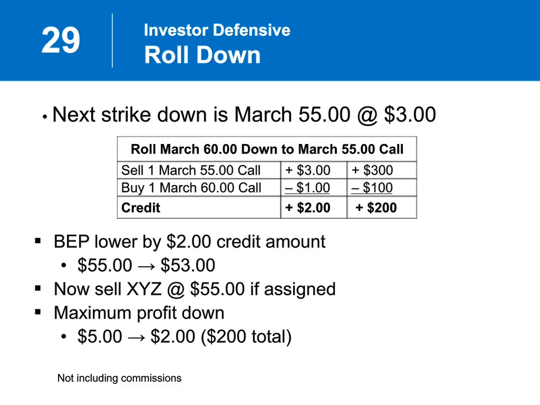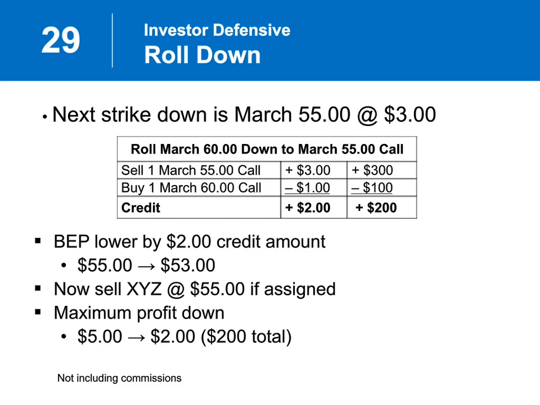Now, if assigned, our maximum profit is going to be down. Originally, our maximum profit was $500. It was the stock appreciating from 59 to 60 and the $4 we took in for the sale of the calls. So the 100 plus the 400 got us to that 500 maximum profit point in the first part of the covered call trade. Now we would lower that to a couple $100 by making the adjustment here.